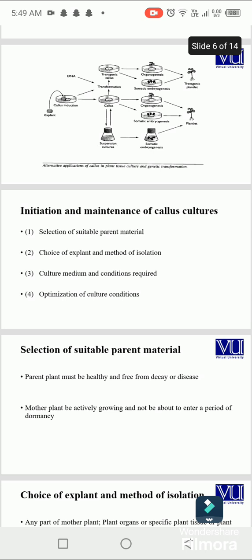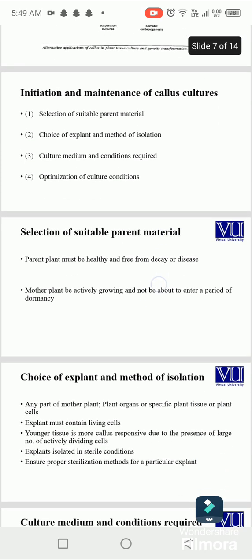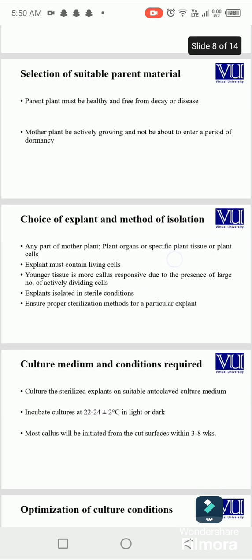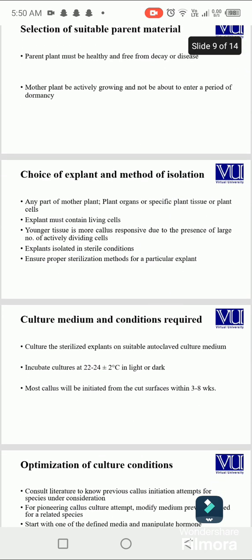Initiation and maintenance of callus culture: selection of suitable parent material, choice of explant and method of isolation, culture medium and conditions required, optimization of culture conditions. The selected parent plant must be healthy and free from decay or disease. The mother plant should be actively growing and not about to enter a period of dormancy. Choice of plant explant and method of isolation: any part of the mother plant, organs, specific plant tissue, or plant cells. The explant must contain living cells.